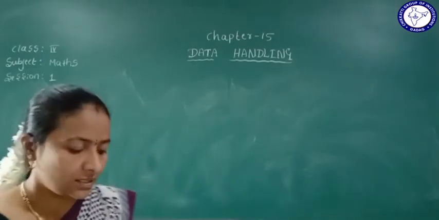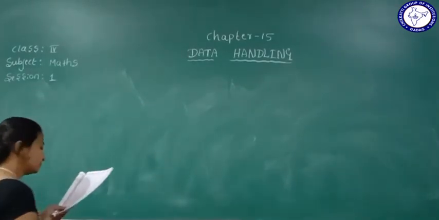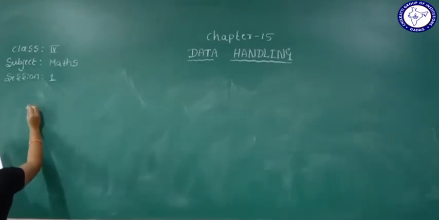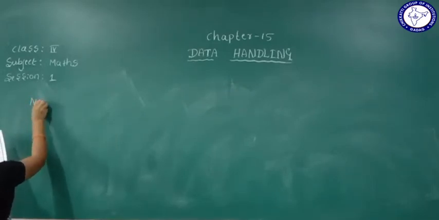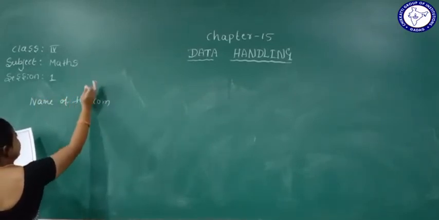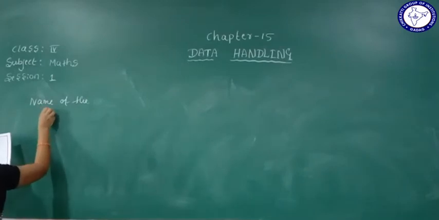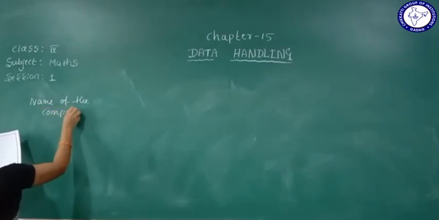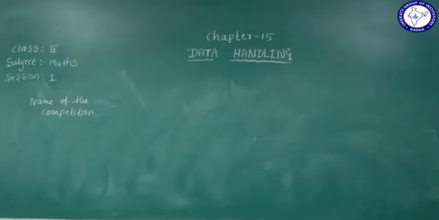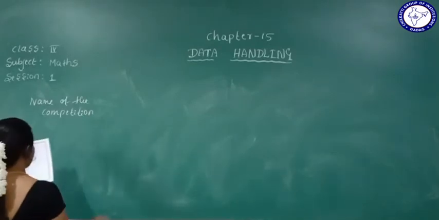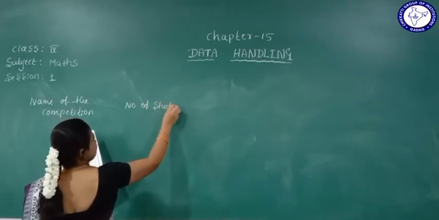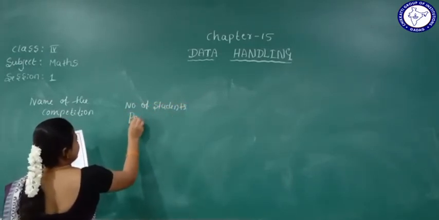The third question they have given here, that table. So how do you represent this data in a bar graph? Now we will write the table. Name of the competitions they mention here, and next they mention number of students participated.